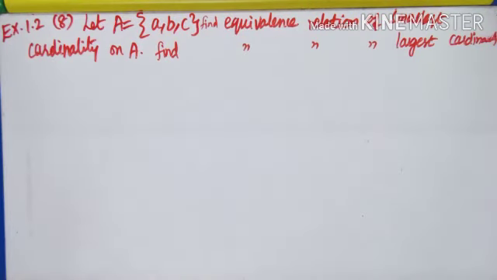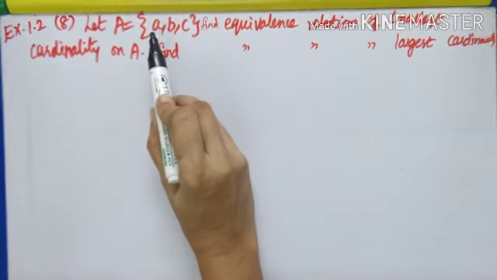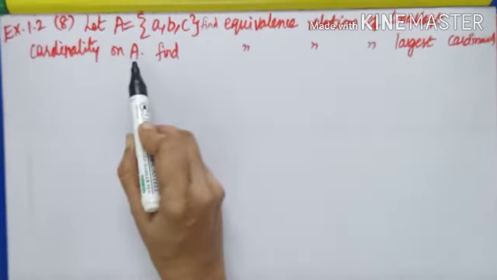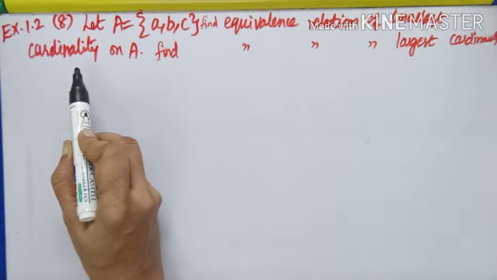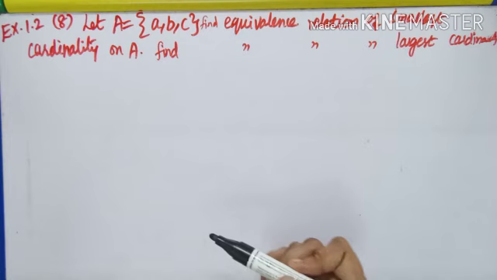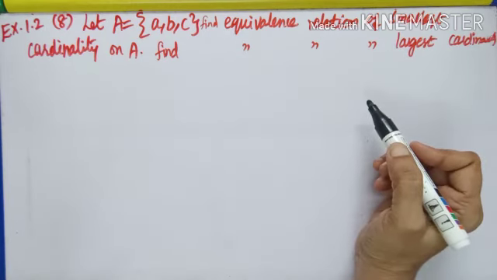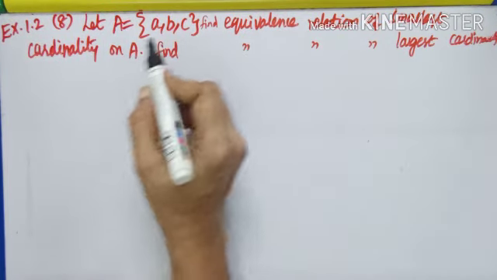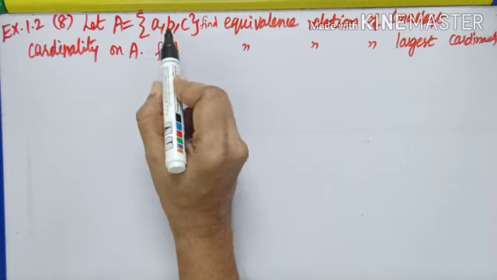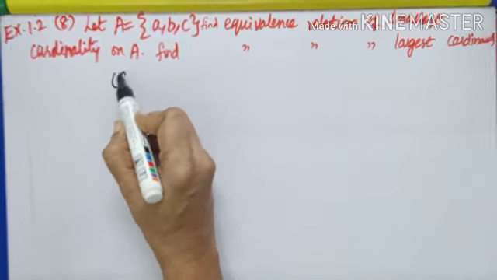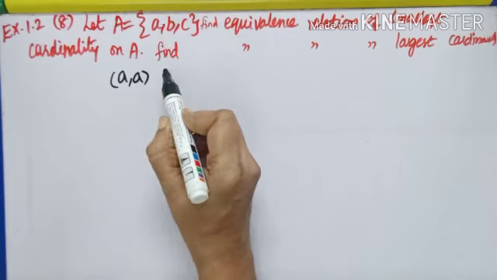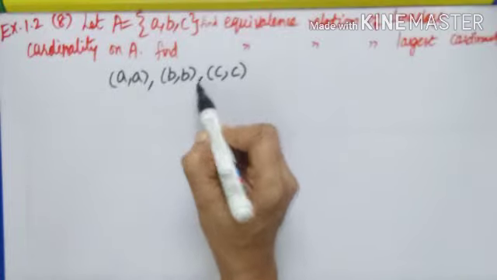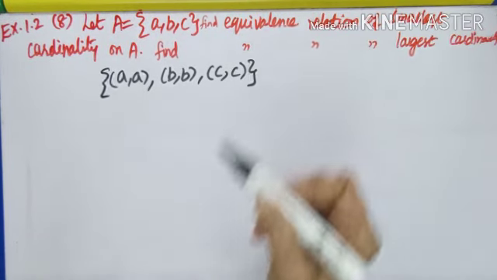Question number 8. Given set A contains a, b, c. Find equivalence relation on A with the smallest cardinality and with the largest cardinality. It's a simple problem. To recall the introductory part, whenever I want smallest cardinality, write the ordered pairs having same elements. Say a is an element means write (a, a). b is an element implies (b, b). c is an element implies (c, c). So this will be an equivalence relation.